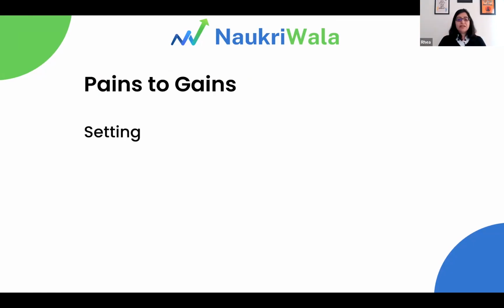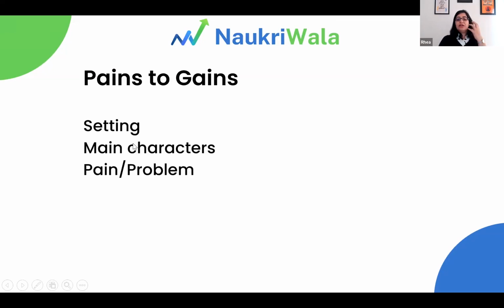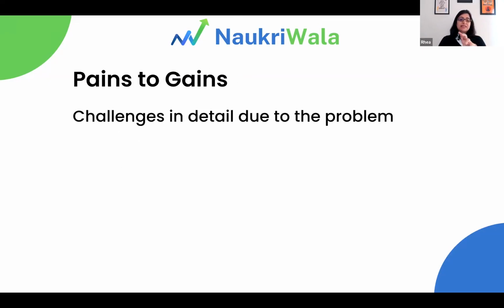So how is the template? First, you set the setting of who this person is. Setting means the environment, which year, which era, then who is the main character, talk a little bit about him, and then you talk about one problem or one pain he has in his life. And because of that pain, what all challenges is he facing?